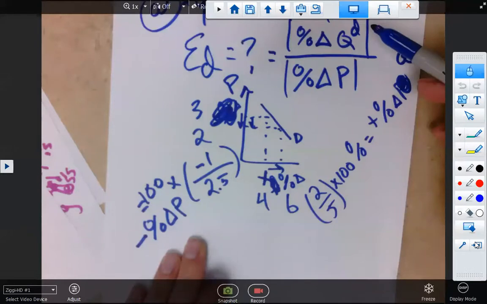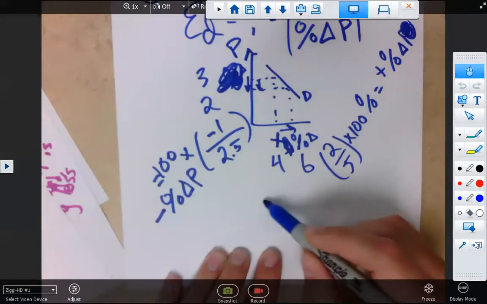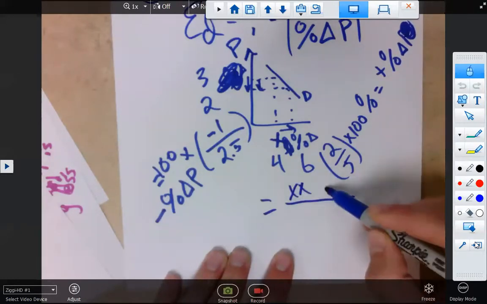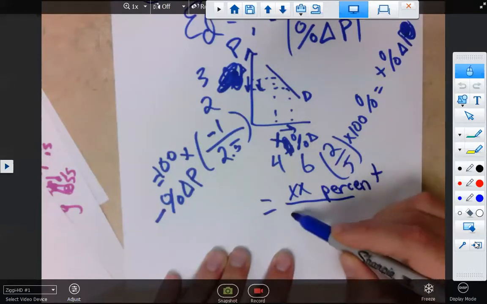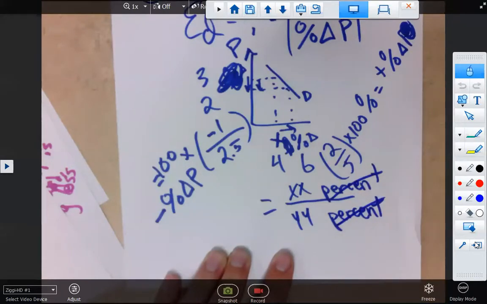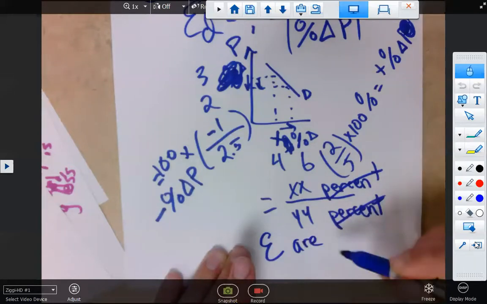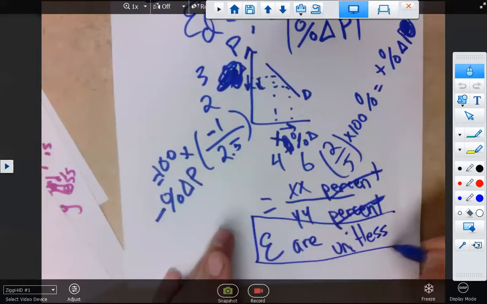No, percent. It's unitless. Because here, we have something percent in the numerator, right? We have x percent. And then we have another percent in the denominator. So the percents cancel themselves out. And so elasticities are unitless. So how can it be unitless?